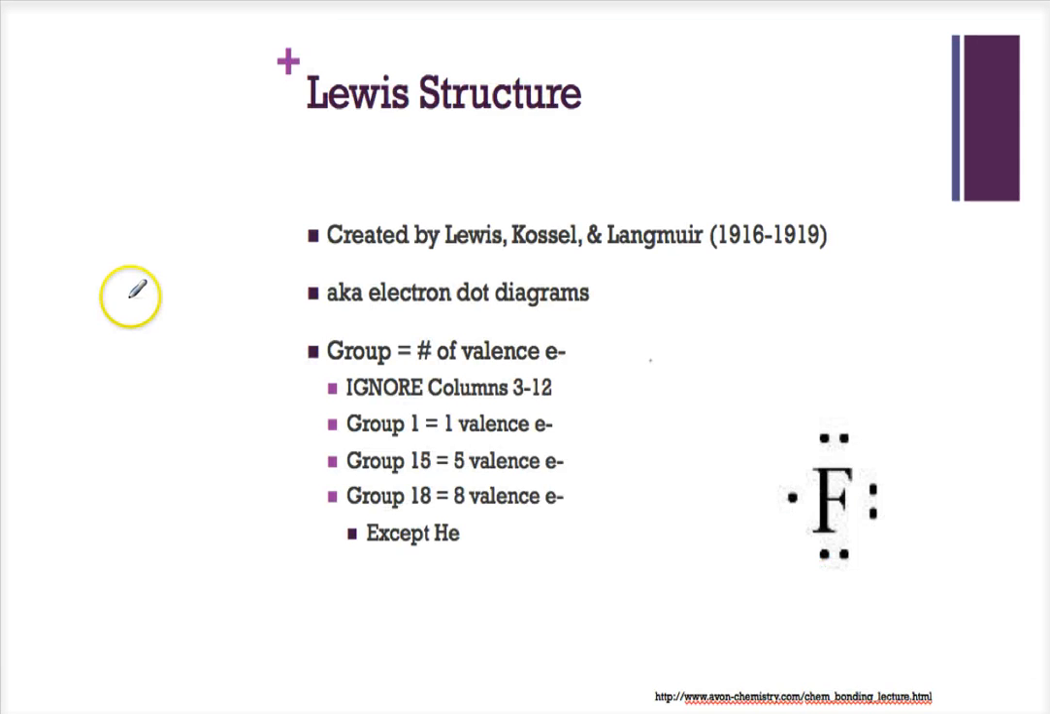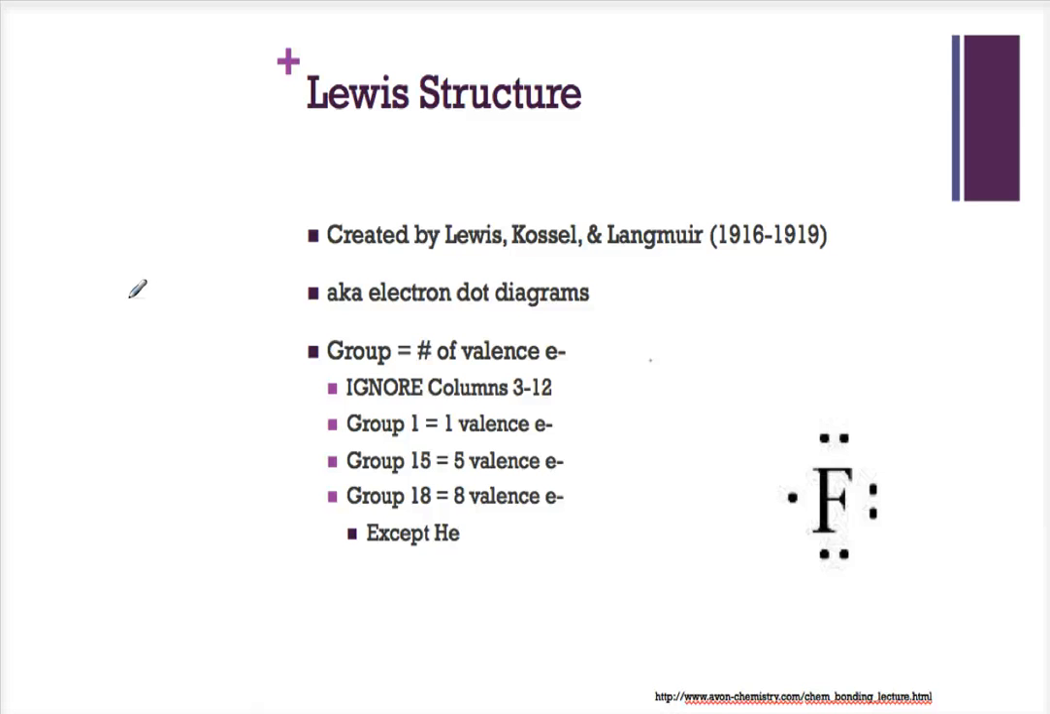Now let's look at the Lewis structure. The Lewis structure was created by Lewis, Kossel, and Langmuir, and it's also known as the electron dot diagram. And in this case, all we're focused on would be the valence electrons. And these, again, are the electrons that are the furthest away from the nucleus. They're on the energy level that has the most amount of energy because, again, it is the furthest away. And we use the Lewis structure when we're trying to make sense of chemical bonds.